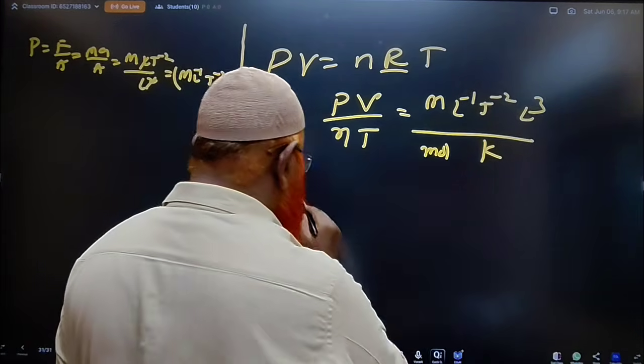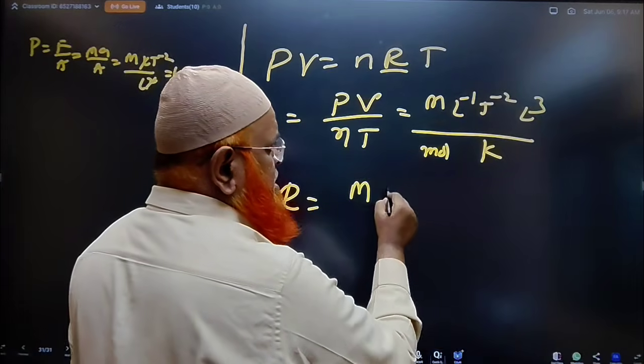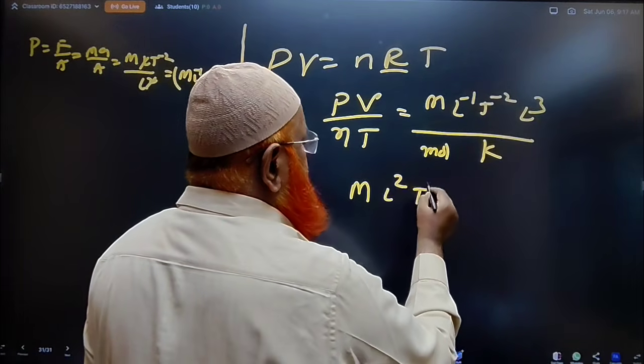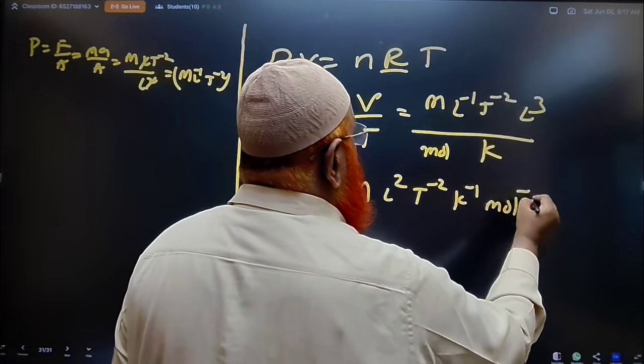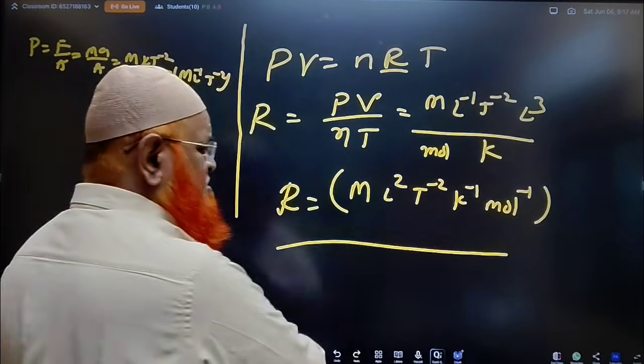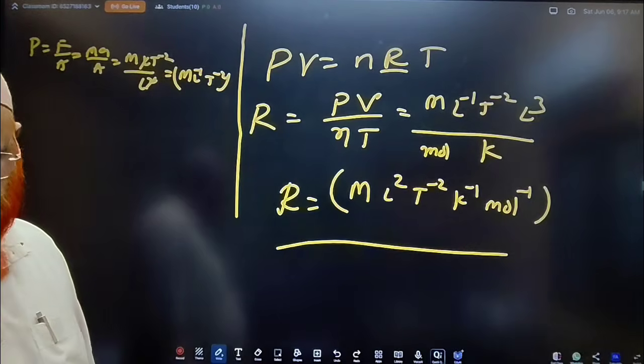Therefore, for gas constant, we write M L² T⁻² K⁻¹ mol⁻¹. This is going to be the dimensional formula for R. Is it okay? Yes. Next.